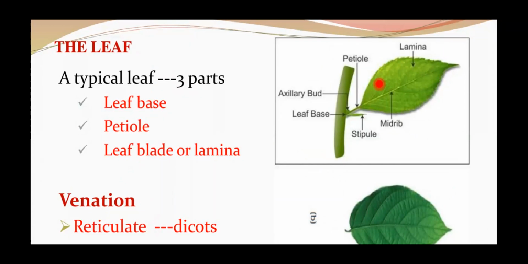It may bear two lateral small leaf-like structures which are called stipules. You can see in the picture here. In certain cases, in monocots, you must remember that the leaf base may get expanded into a sheath covering the stem partially. And in certain legumes, the leaf base may become swollen, and which is called pulvinus. The leaf base, when it gets swollen in leguminous plants, is called pulvinus. So this is about the leaf base.